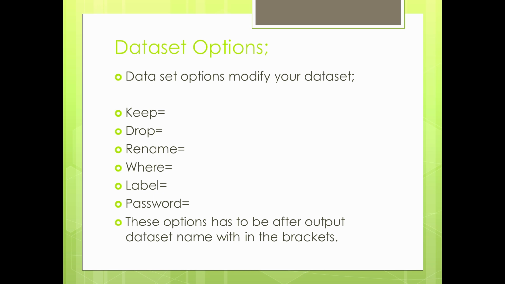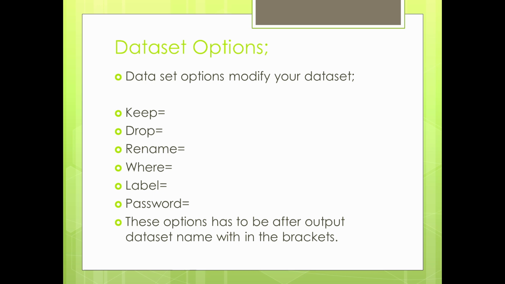The dataset options are very important in SAS because they help you modify your dataset. These are the few dataset options which you are going to use more frequently: keep equal to, drop equal to, rename equal to, where equal to, label equal to, password equal to. These options you have to write after the output dataset name within the brackets. That is very important. You have to keep in mind that all these dataset options you have to write after the output dataset name within the brackets.